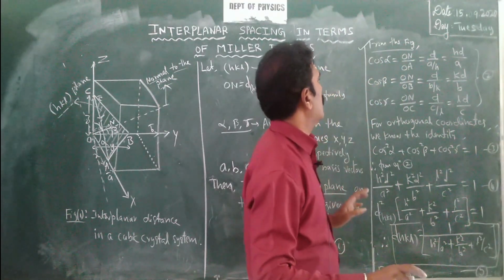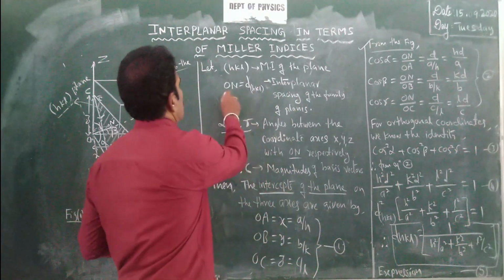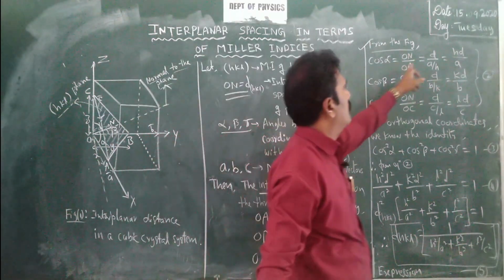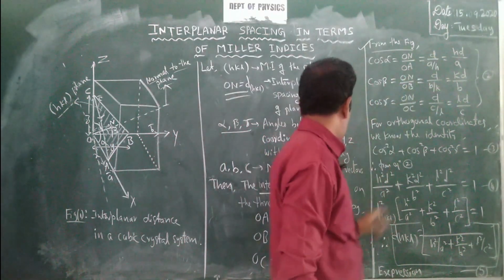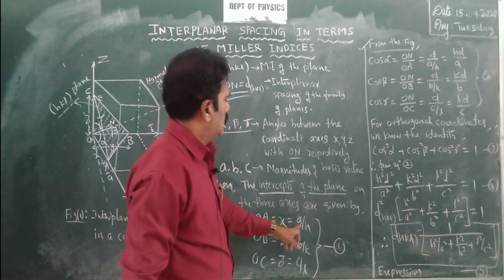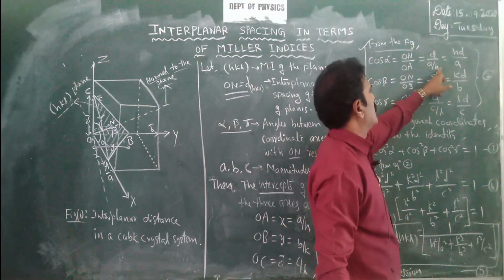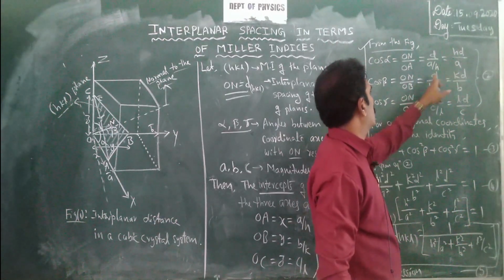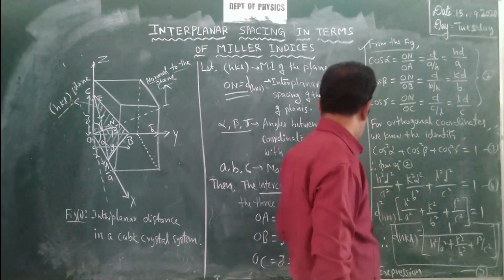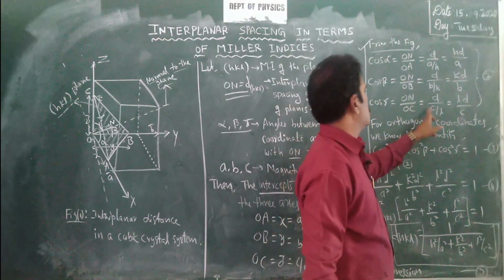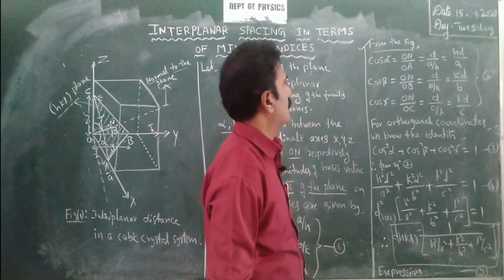So already declared, what is that ON? We have declared ON as the interplanar spacing d. You can write that d. OA was already obtained here: OA is equal to the ratio x, or a by h. You can just substitute it as a by h here. Similarly, ON is equal to d, OB is equal to b by k, isn't it? Then OC is equal to c by l, it is here.